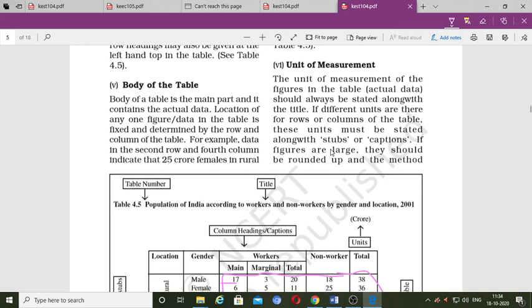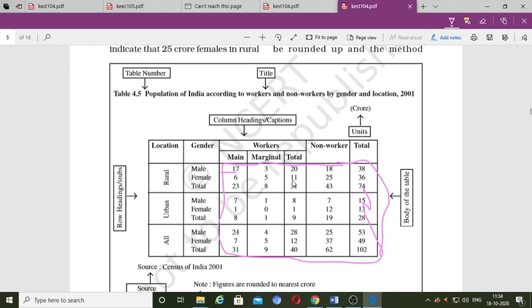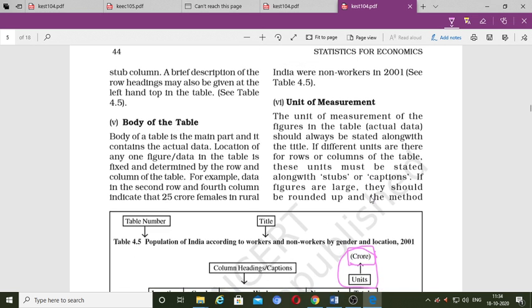Units of measurement. It is also important to present in what units you have taken the data. Okay, so for example here the unit is crore. This population is shown in crore. So this is the unit. For example, if we have shown the production of wheat in million tons, then there you will write production in million tons. So the unit is also important so that the table can be understood easily. Okay, this is the unit of measurement.